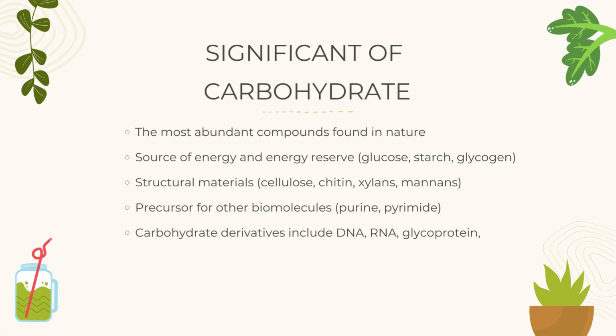So basically, carbohydrates are easily found anywhere in nature, including in your body, outside your body, and anywhere you look, you will find a lot of things or creatures that are made from carbohydrates. Glucose is the source of energy for plants and for humans. The energy reserve for plants is starch, and the energy reserve for humans is glycogen. It also becomes the structural material for plants and insects, for example cellulose, xylans, and mannans.